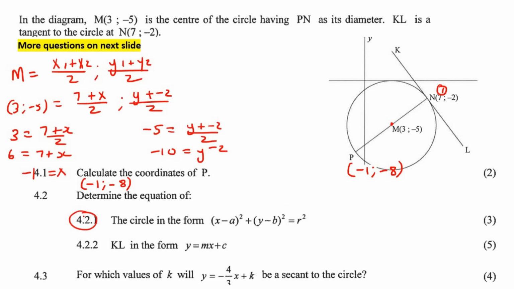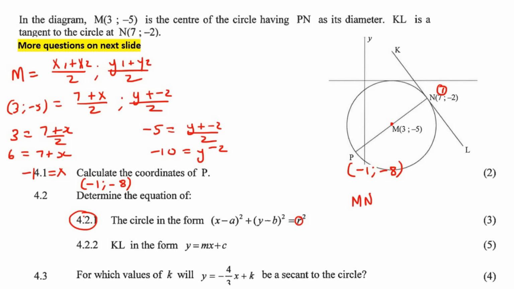This question says, determine the equation of the circle in this form over here. Okay, so we have the center, and then we need the radius. So we know that the radius is this distance over here. So we can work out the distance between these 2 points. If you wanted to, you could even work out the distance between those two. Or what some learners do is they work out the distance between P and N, and then you just half your answer.